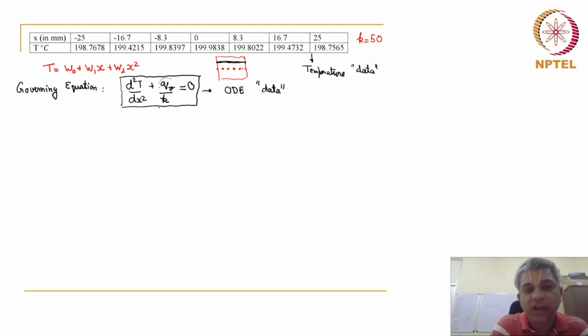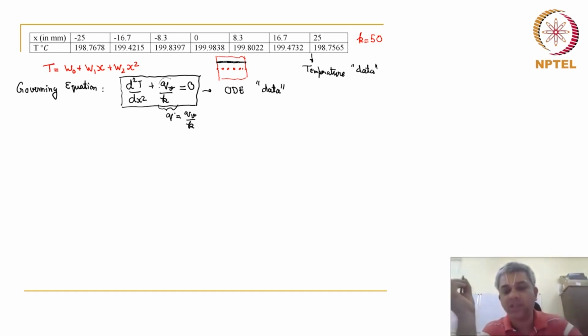Okay, so just for convenience, let's call QV by K as Q. Okay. This is not really correct notation. You can call it Q prime. I will just call it Q because it's easier for me to write Q instead of keep on writing Q prime everywhere. Okay, so I'm just defining Q as QV by K. So once we solve for Q, of course, we can multiply by K and we will get QV also. All right.